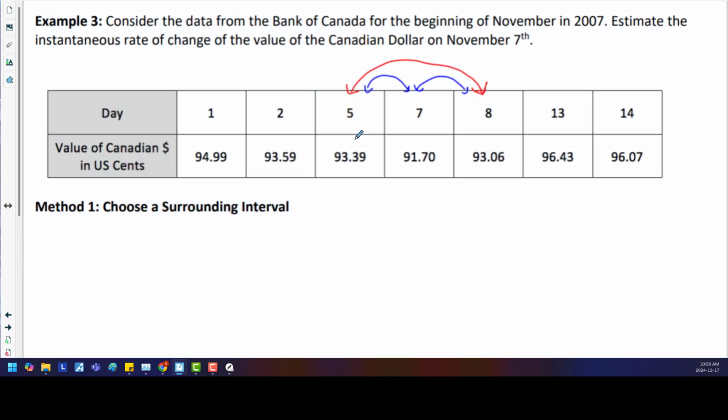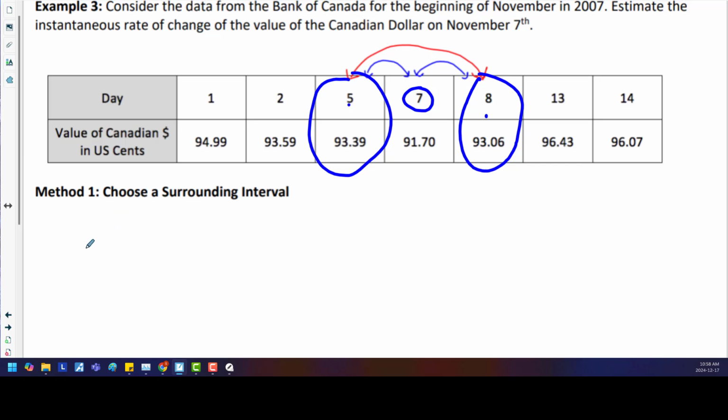So here we have a table. Example 3. Consider data from Bank of Canada beginning in November 2007. Estimate the instantaneous rate of change of the value of the Canadian dollar on November 7th. So November 7th is our point in which we want the instantaneous rate of change. So how can we do that? We can't really draw a graph because there's no graph, so we can't draw the tangent line. I wouldn't recommend that ever. One way is to find a value before and after it, and then draw a secant from this line to this line, and find the slope between those two lines.